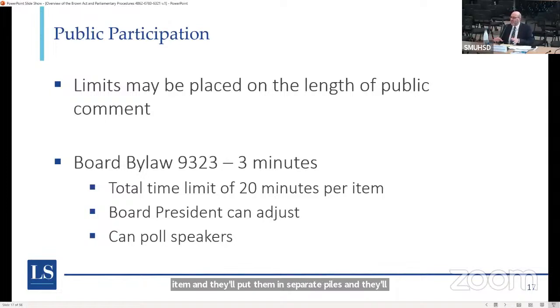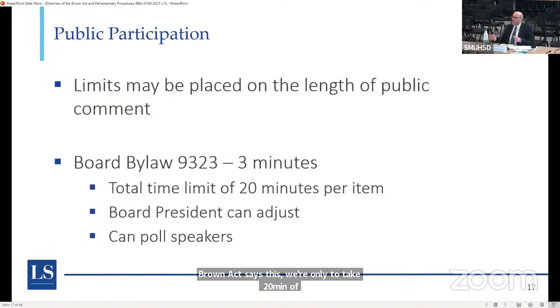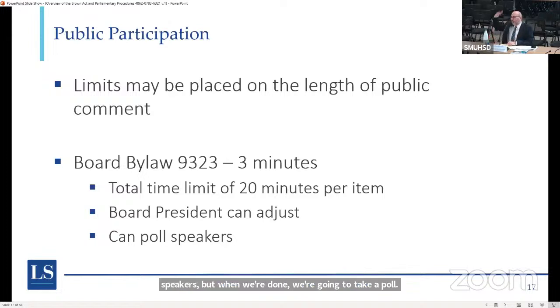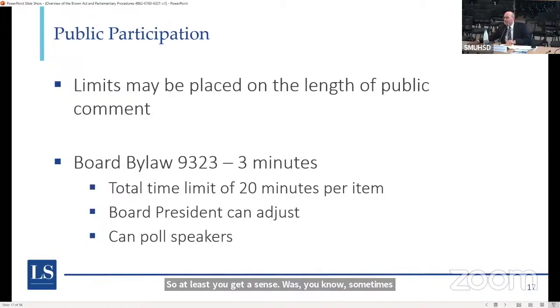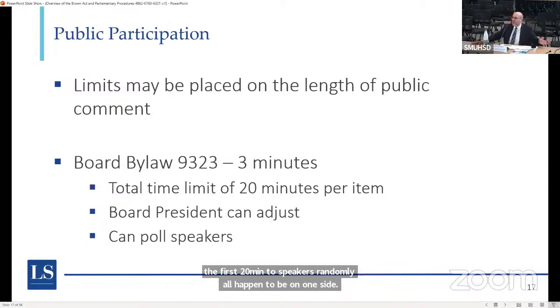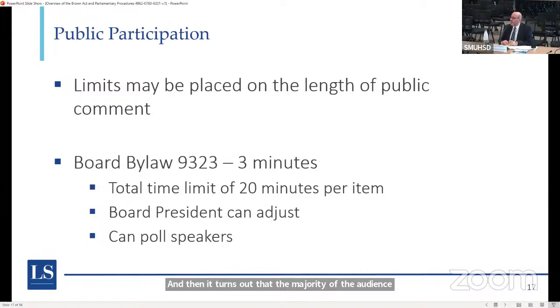School districts, it's a little harder because they're not always pro and con kinds of issues. So you see that less. But what you can do is say, and the Brown Act says this, we're only going to take 20 minutes of speakers, but when we're done, we're going to take a poll. So, for those who are in favor of this resolution, raise your hand. For those who are going to speak tonight against it, raise your hand. So at least you get a sense because sometimes the first 20 minutes of speakers randomly all happen to be on one side. And then it turns out that the majority of the audience is on a different side. So up to you whether you want to enforce that or not. It does make a difference in the length of your meetings.